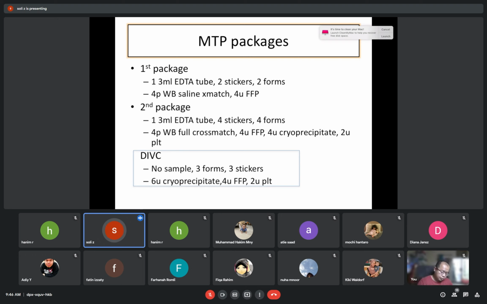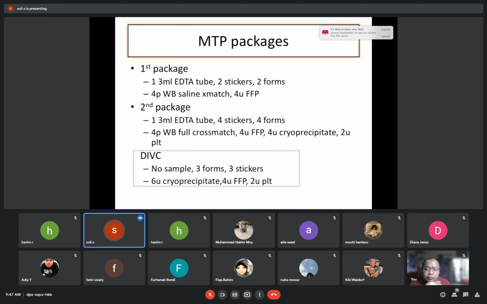So MTP comes in packages. For the first package, we need one sample in an EDTA tube, the purple tube, stickers and forms. The blood bank will give whole blood saline cross match 4 pint and 4 units of FFP. Then if still required, they will give a second package, which requires another sample as well with 4 stickers and 4 forms: the same whole blood full cross match 4 units, 4 units FFP, 4 units cryo, and 2 units platelet.